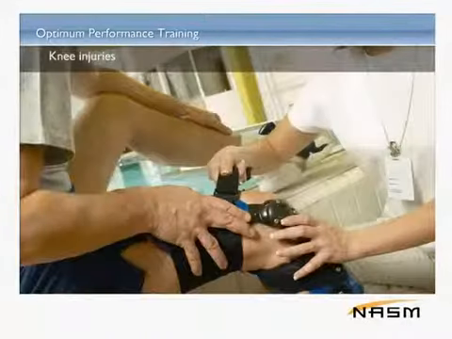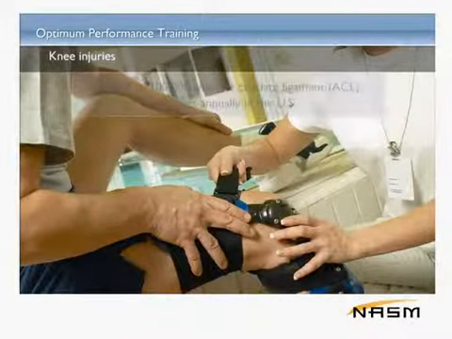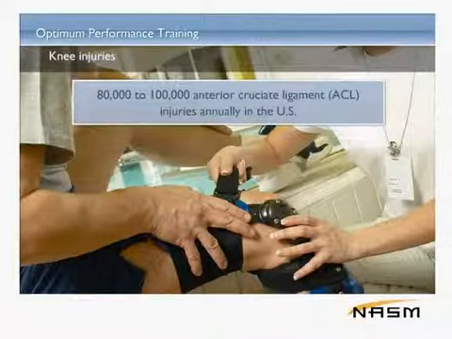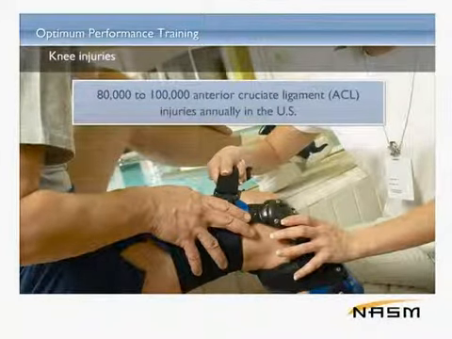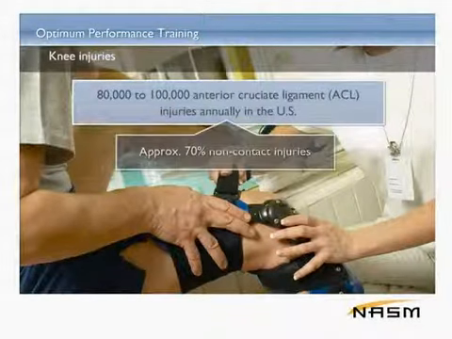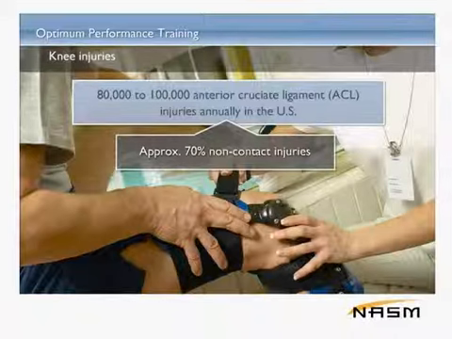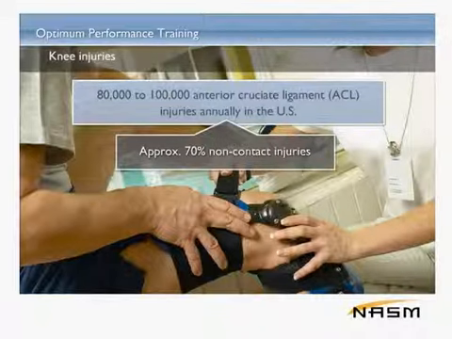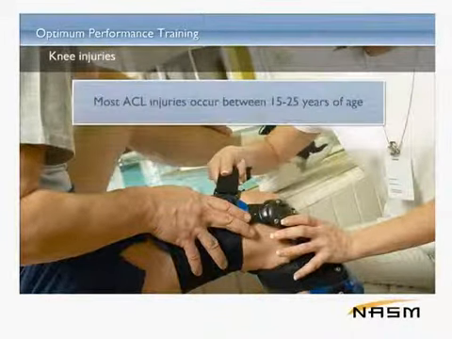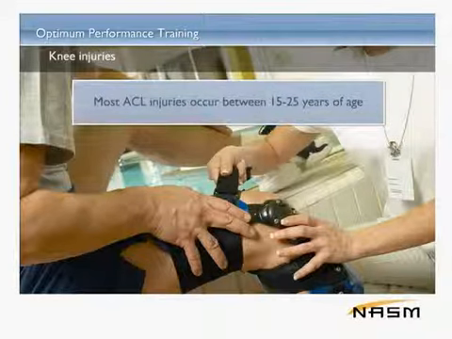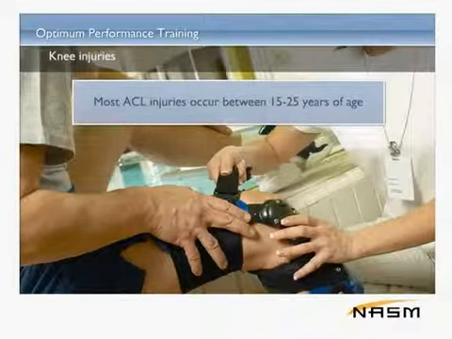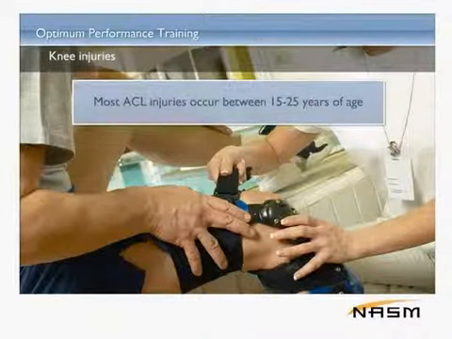The incidence of knee injuries is also a concern. An estimated 80,000 to 100,000 anterior cruciate ligament, or ACL, injuries occur annually in the general U.S. population. Approximately 70% of these are non-contact injuries. Non-contact injuries would include losing your balance stepping off a curb or planting your foot to change directions while running. Most ACL injuries occur between 15 and 25 years of age. This comes as no surprise when considering the lack of activity and increased obesity occurring in this age group.